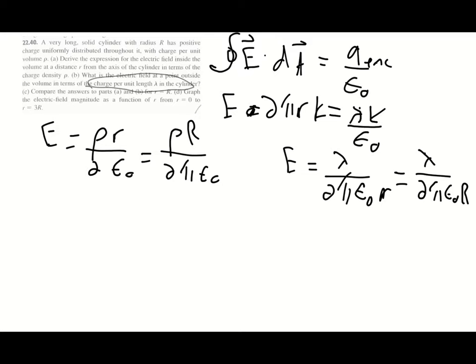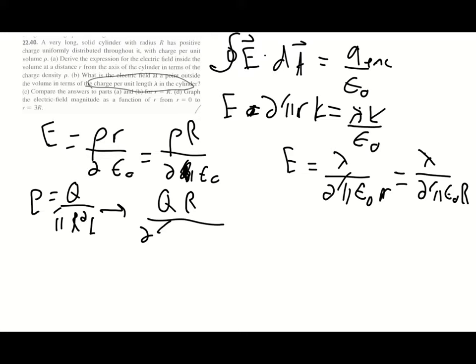So I'm going to replace rho. So rho is going to be charge per pi capital R squared L. Notice again, I use capital R because that's the entire cylinder. So now I can replace that. So I've got Q R over, I'm sorry, that's gone. Okay.